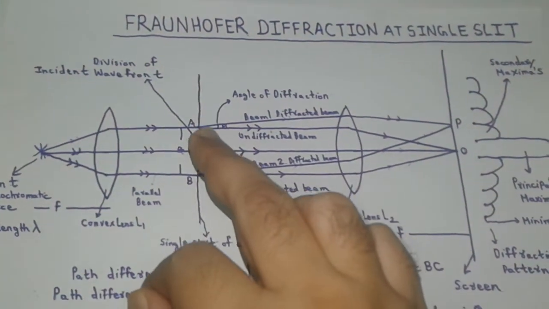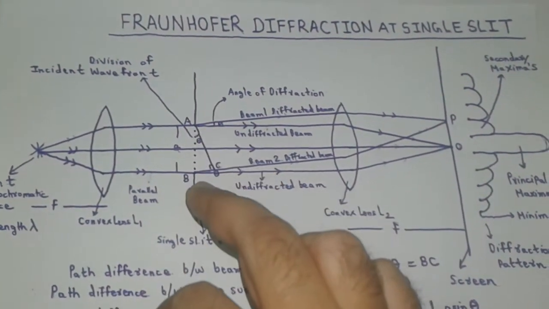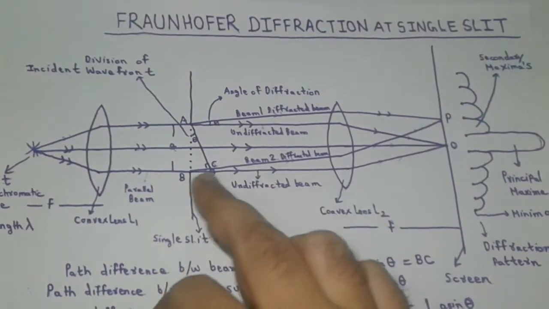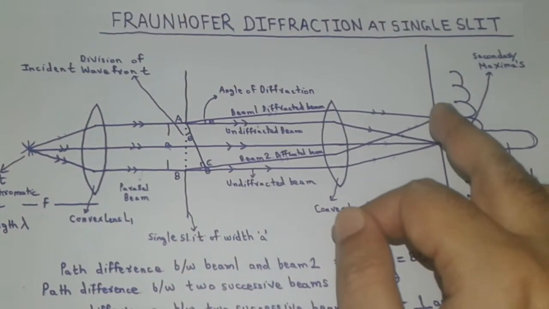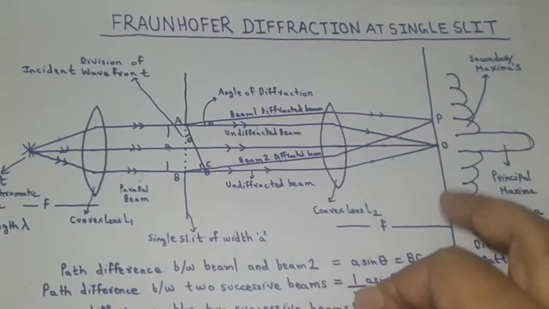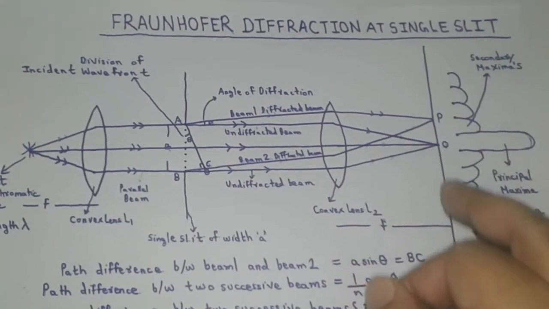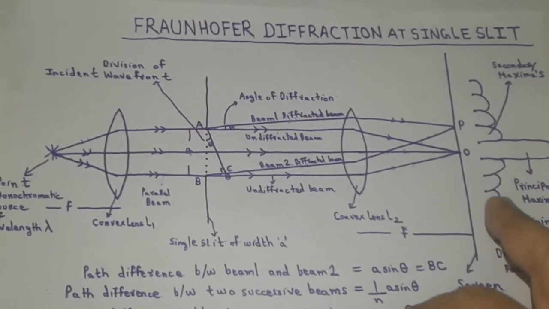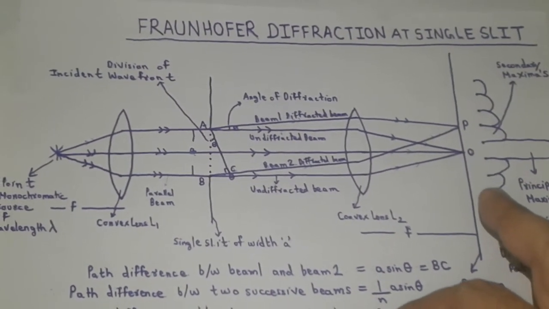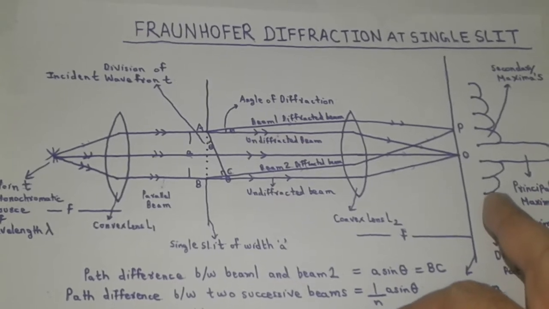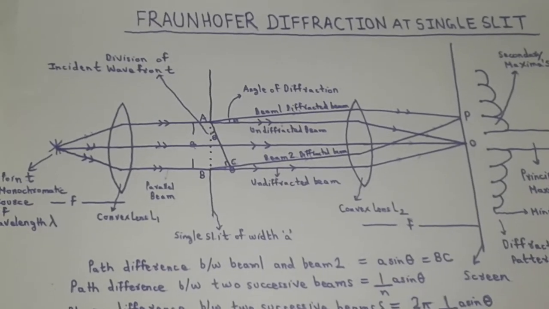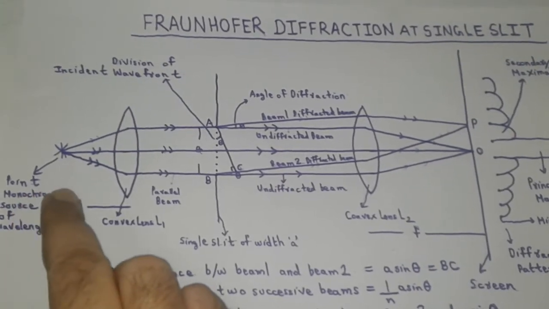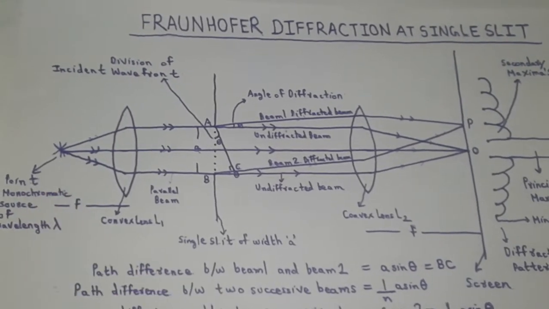In this case, this slit is an obstacle and the light is bending round the corners of this slit and is entering into its geometrical shadow in this region and in this region. To obtain a diffraction pattern, we must use a light source of single wavelength or a monochromatic source. We use a point monochromatic source to obtain sharp diffraction pattern.